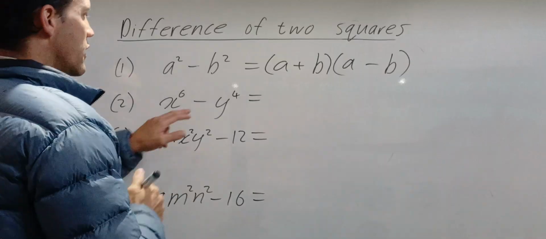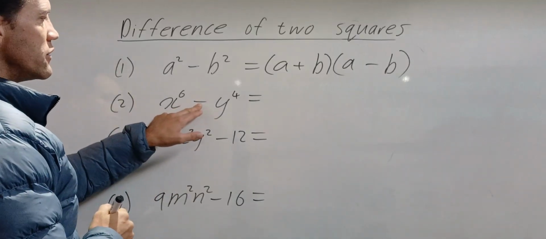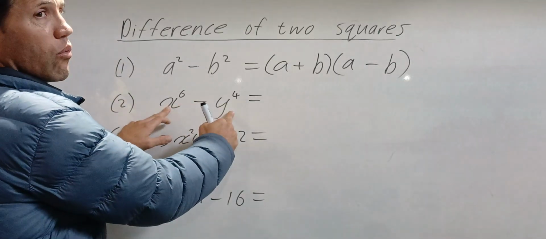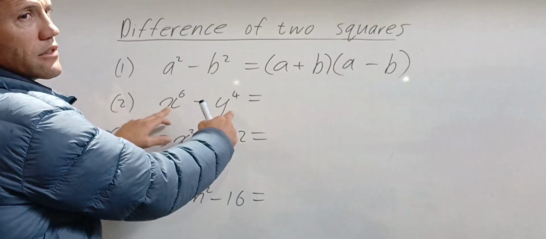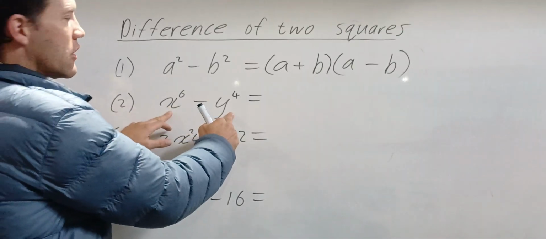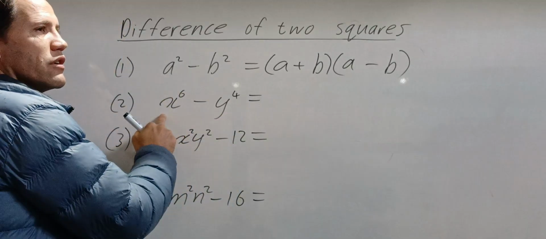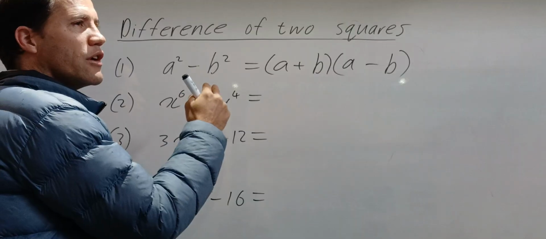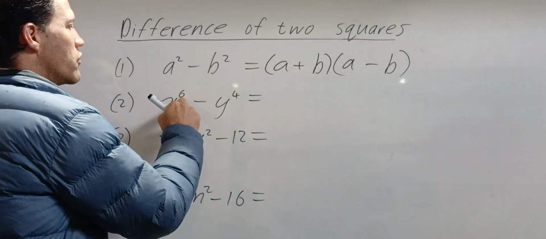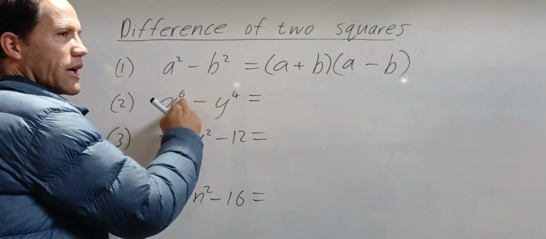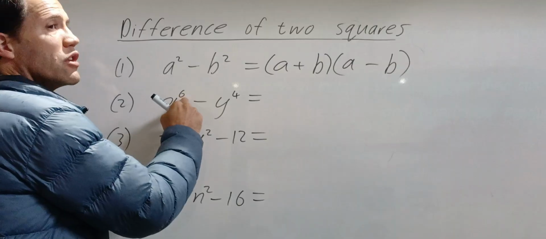So let's look at this one. The difference of two squares. Why are these two squares? Why can we say they are squares? Because you can get the square root. Remember, square root is when you divide the exponent by 2. You take the exponent and you divide it by 2.